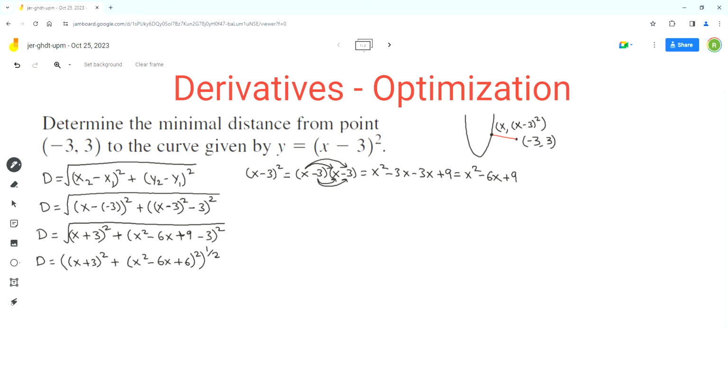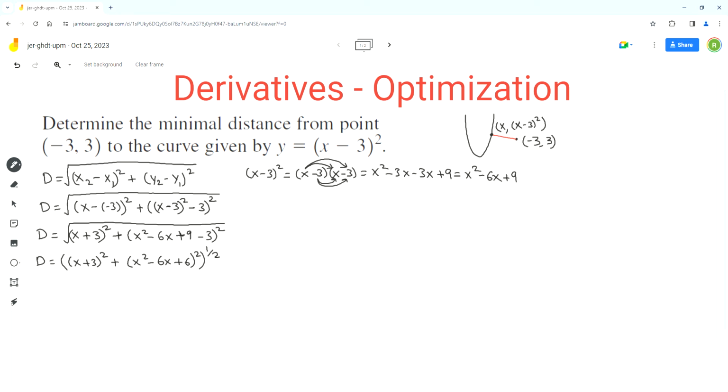So now we have to find the derivative of the function because we have to find the minimum distance. So we have to find the x values at the valleys in the graph of this distance function. So at the valleys, the slope of the tangent will be equal to 0. So we'll find the derivative of the function and set it equal to 0.